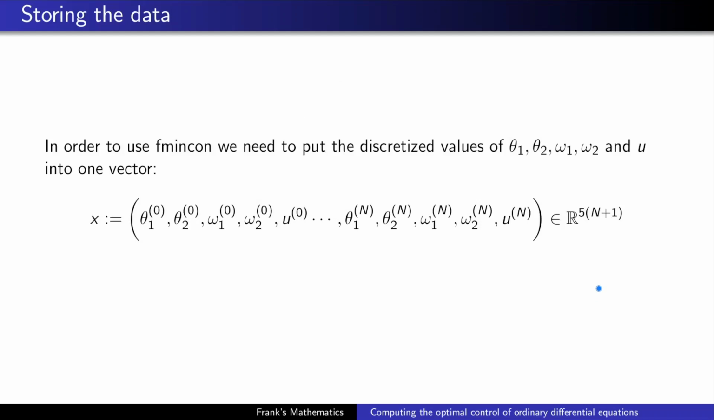We still have to store the data in a reasonable way so that we can access it. I decided to put it in a big vector in the following form. If we want to use fmincon, we have to put all these discretized parameters, theta 1, theta 2, omega 1, omega 2, and the control u, into one big vector. The way I choose is to put theta 1, theta 2, omega 1, omega 2, and u for the 0th component, then for the first component, and last for the nth component. So in the end, our big vector x will contain 5 times n plus 1 different values. This is the way we want to implement this in MATLAB.